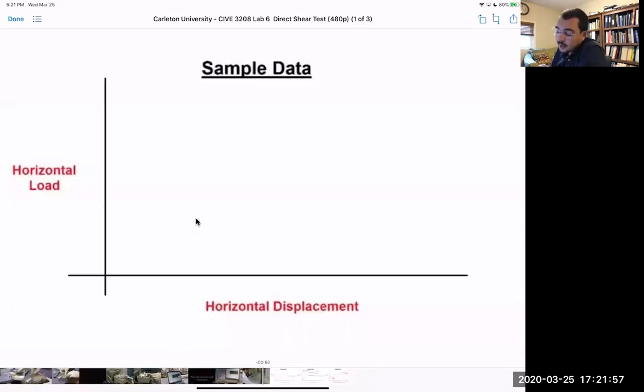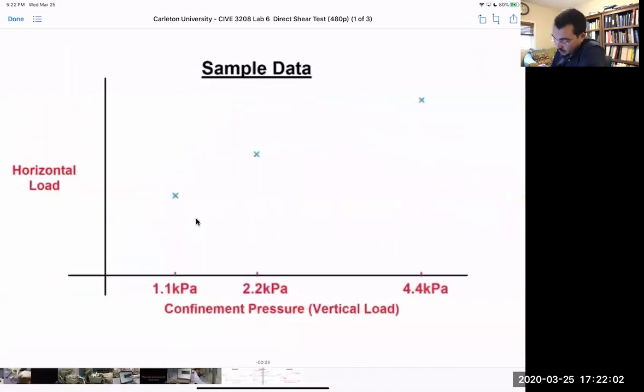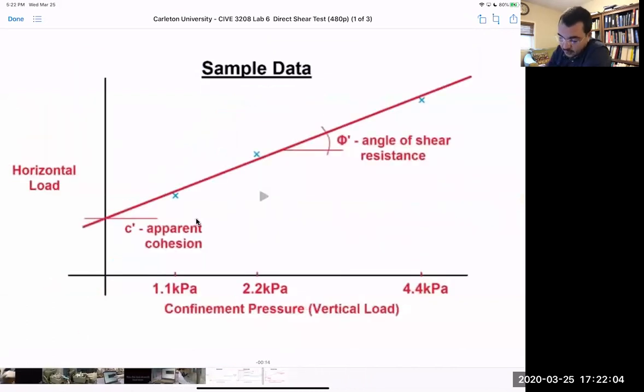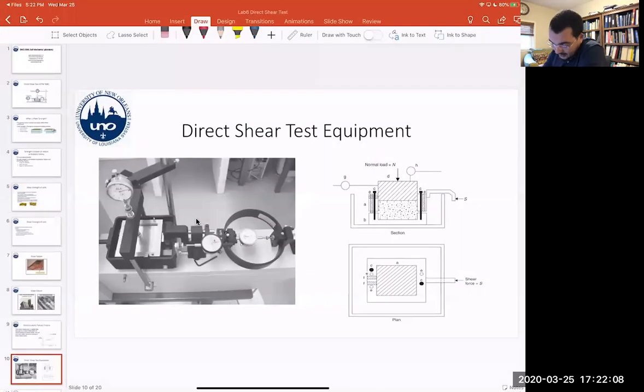You can calculate, I'll show you the calculations with the slides. So basically this is what the direct shear test is, very quickly. Does anybody have any questions about what we went through so far?